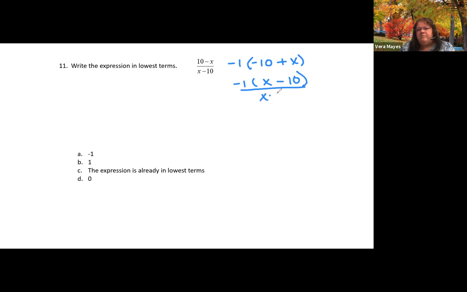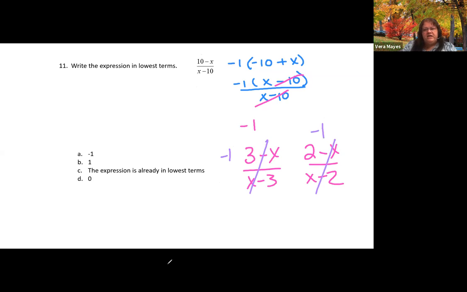Put it over the bottom, and I can see I have something that cancels. All I'm left with is the -1. So anytime you see something that's the same, except the 10's positive here and negative there, the x is negative and then it's positive, say 3 minus x over x minus 3, 2 minus x over x minus 2, all of these reduce and just leave you with a -1. So it's kind of a tricky one. There's not a lot of work, but you've got to recognize it. You've got to say, wait, you guys are really similar, except you change signs on me.